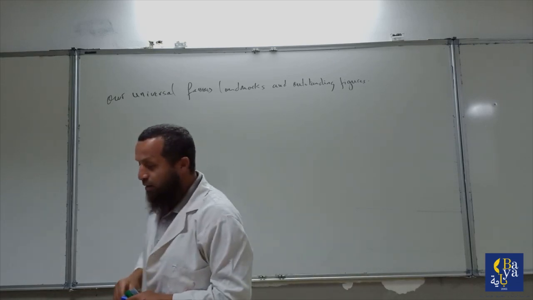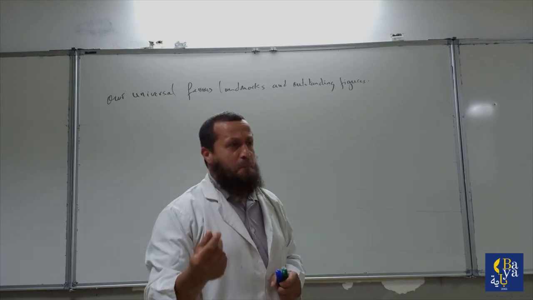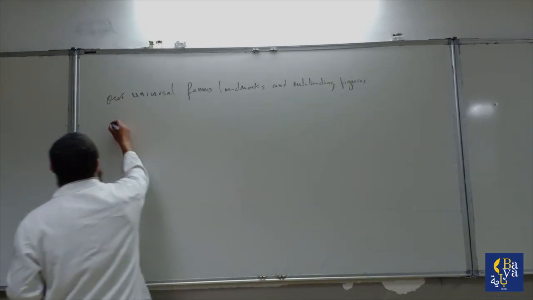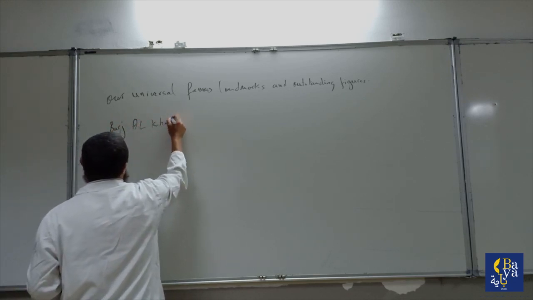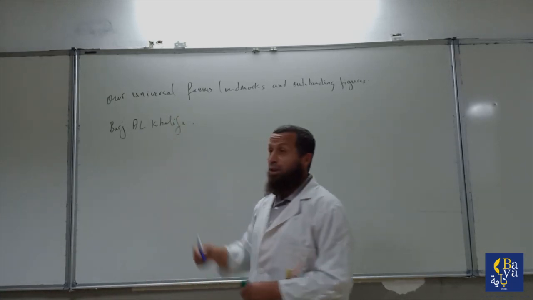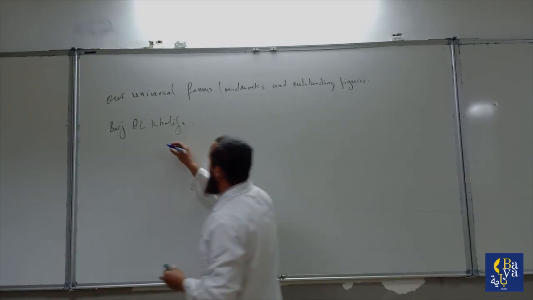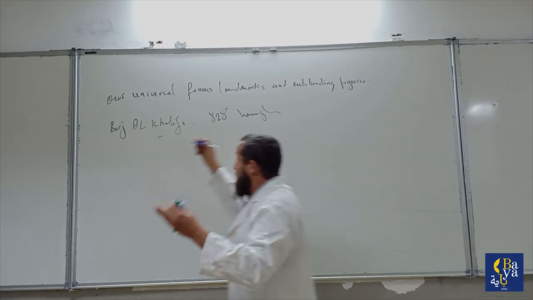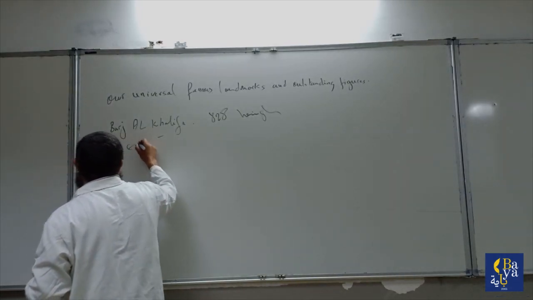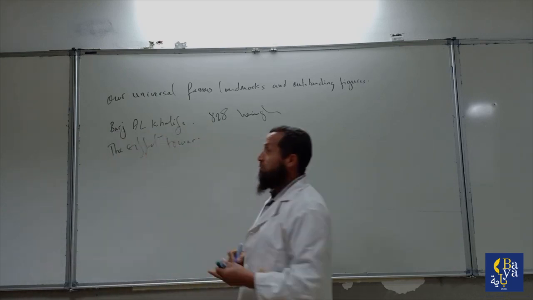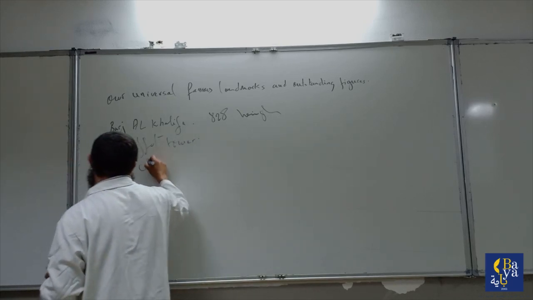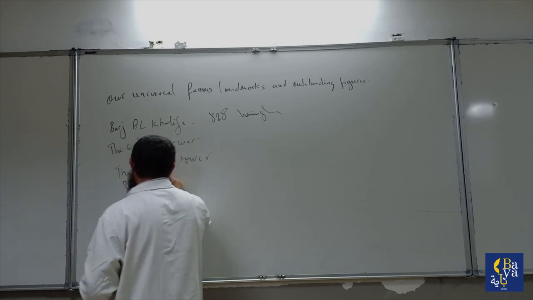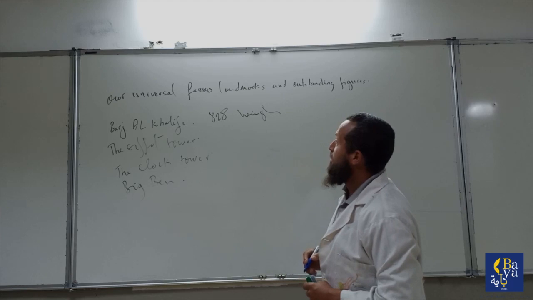This is our sequence. Now, an example of a landmark is Burj Al Khalifa. Some of you have visited Burj Al Khalifa. It's a huge, tall building, maybe 800 meters high. We have the Eiffel Tower, the clock tower, and we don't forget Big Ben. These are some of the famous landmarks.